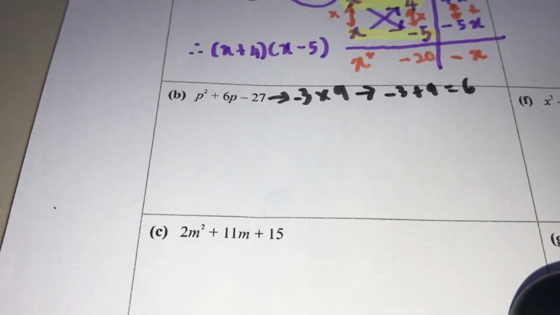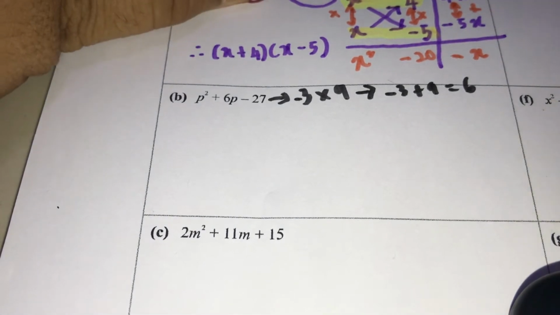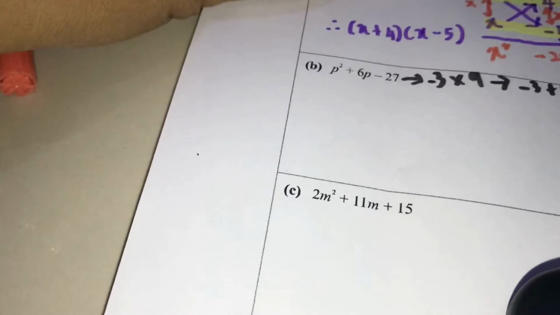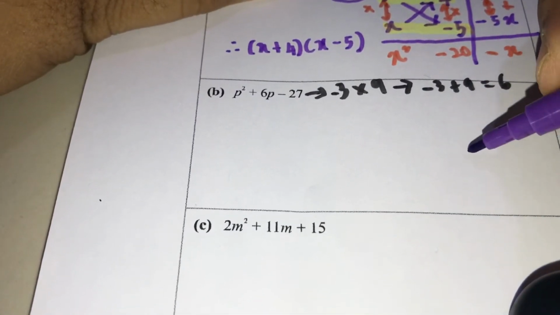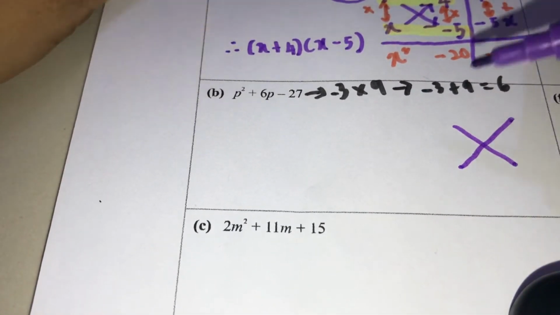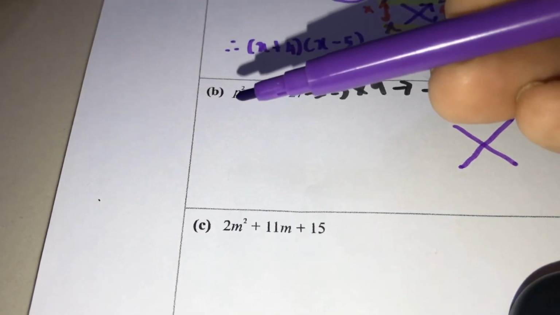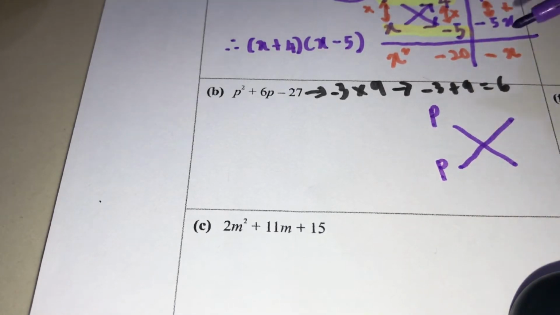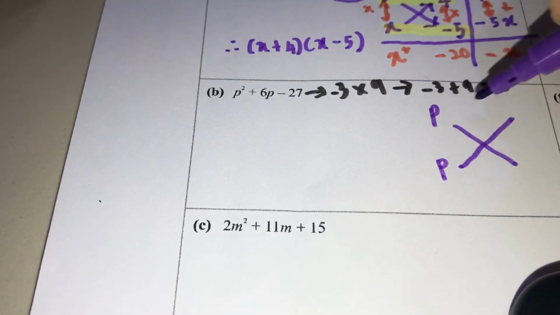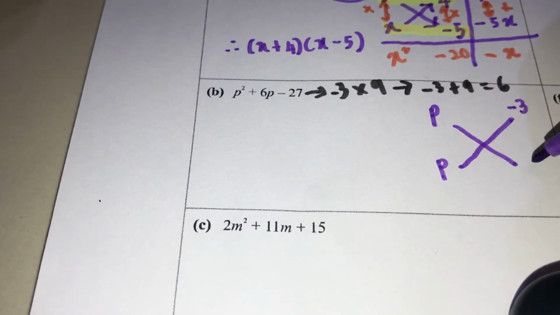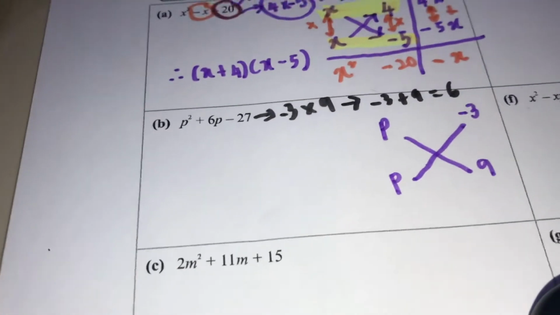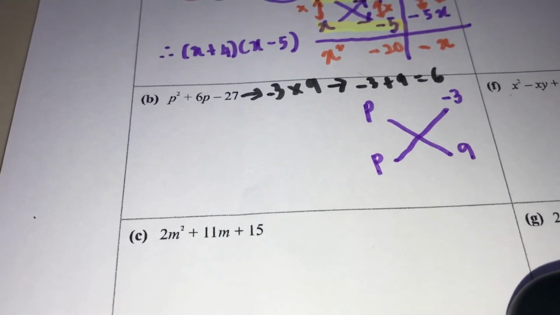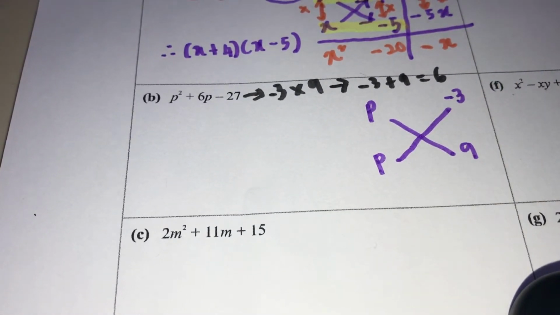Better in exam, if the question asks you to factorize and the mark for the question is like 2 or 3, better you write the working, you draw the cross multiplication. If 1 mark only, no need working. First you draw the cross, and then here P, right? This one P square, so P times P. And then this one you write here, -3 and 9. And then you try to cross.